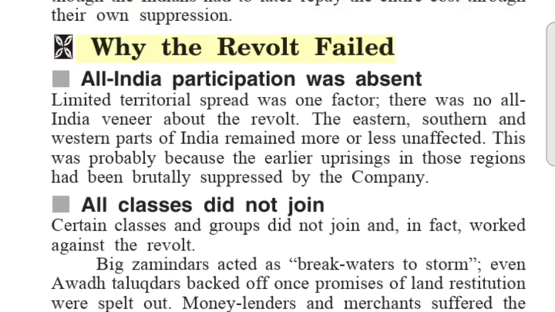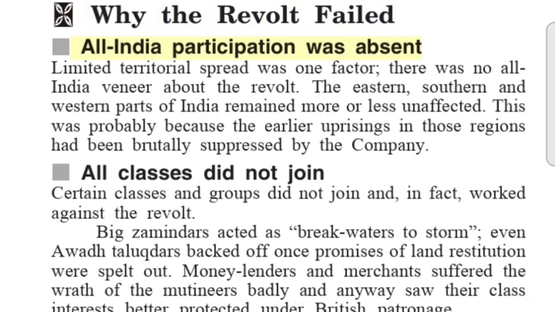Why the revolt failed. All India participation was absent. Limited territorial spread was one factor. There was no all India veneer about the revolt. The eastern, southern and western parts of India remained more or less unaffected. This was probably because the earlier uprisings in those regions had been brutally suppressed by the Company.